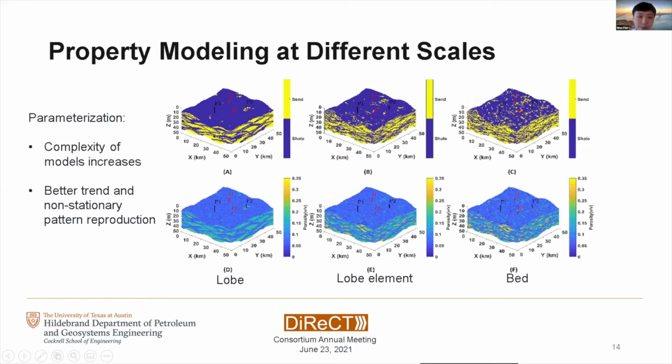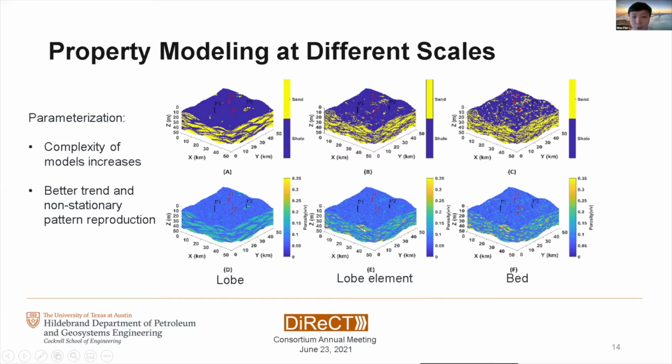For example, in this case, we parameterize our model with the distribution of a lobe unit, and then we can simulate the distribution of shale beds within those lobe units, and also we can stochastically populate the average porosity or permeability for those different individual lobe units.